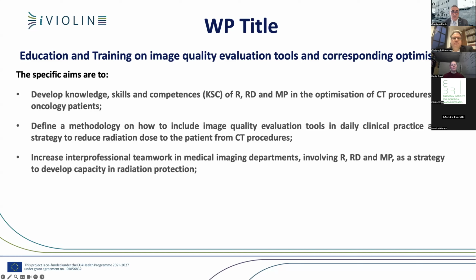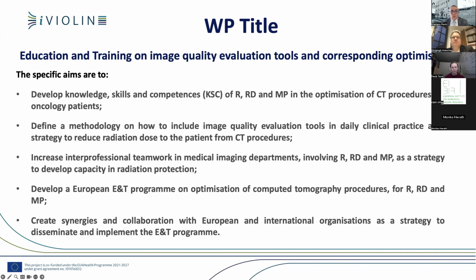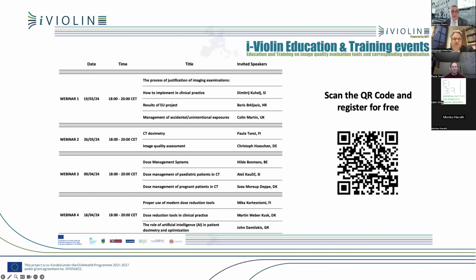Also, we want to increase interprofessional teamwork in medical imaging departments involving radiologists, radiographers, and medical physicists as a strategy to develop capacity in radiation protection. And we want to develop a European education training program that can be used as a model in all member states, and to create synergies and collaboration within Europe and with international organizations as a strategy to disseminate and implement the education training program. So hopefully at the end of this project, we will be able to achieve these objectives.